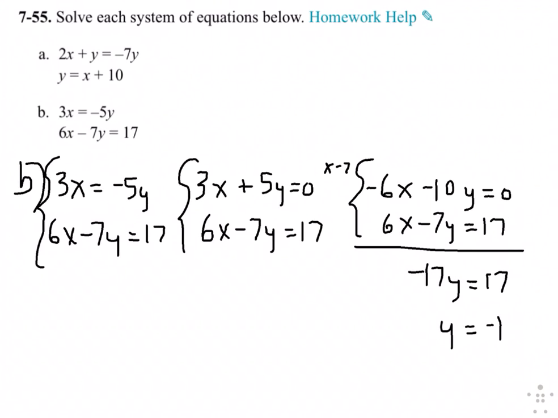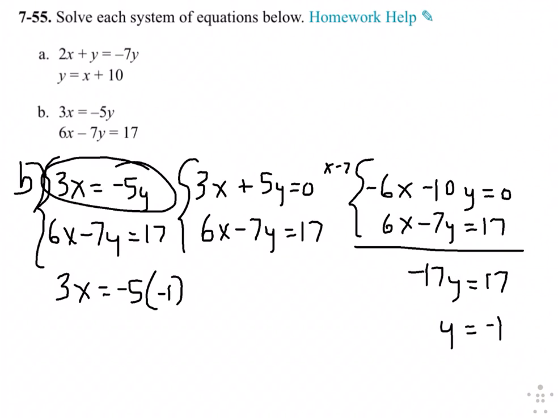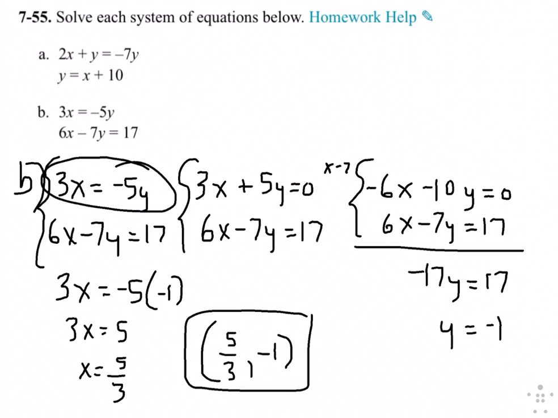And now I need one of the equations. I could take any of these equations. Let's take this one, right? So I get 3x equals negative 5 times y, which is negative 1. So 3x equals 5, x equals 5 thirds. So we get the answer 5 thirds and negative 1, the ordered pair.